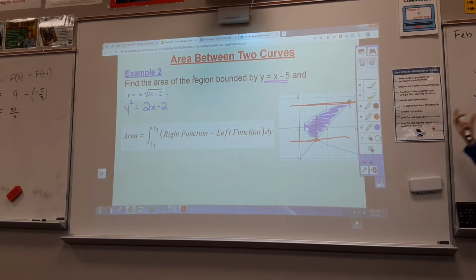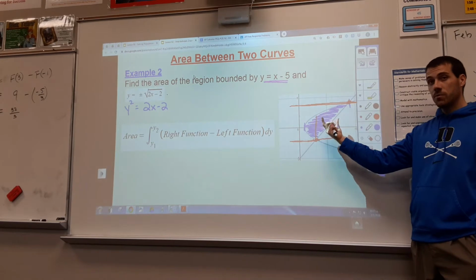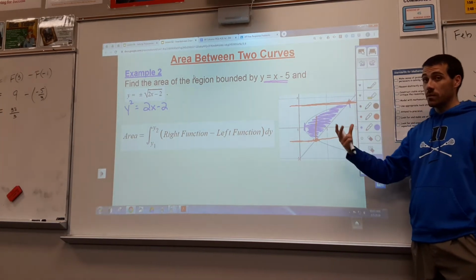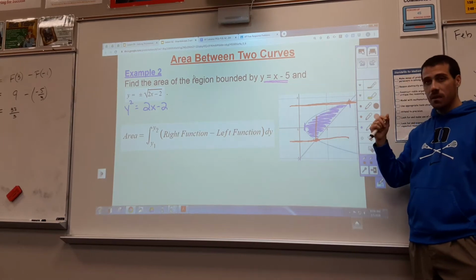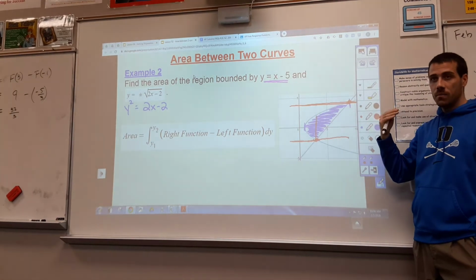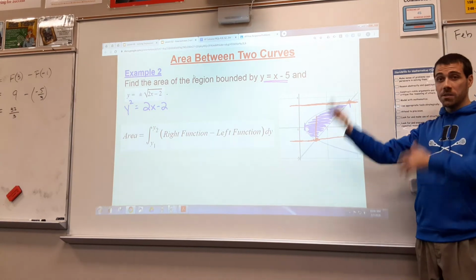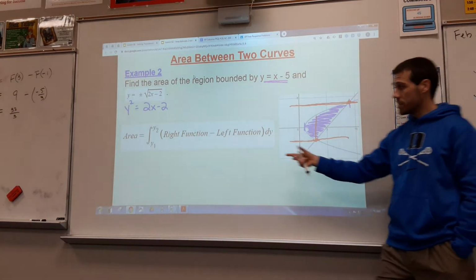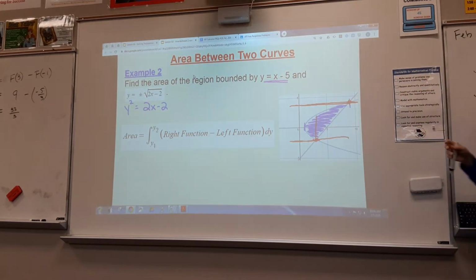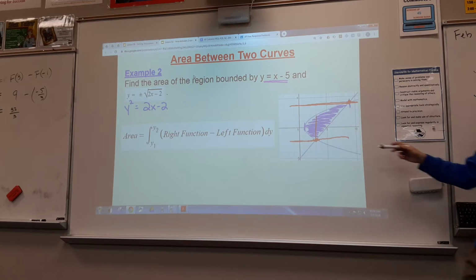So when we talk about area between two curves, that's what we're going to do. And then when we get into volume next week, the same thing applies. Right minus left, top minus bottom. It's just that there we're thinking about a 3D shape, so we're going to talk about rotating it. All right, so in this case, right minus left, if you're talking about it in terms of y. So in this case, we need to find those intersection points.